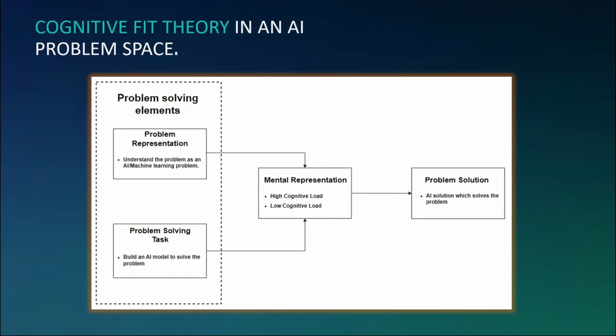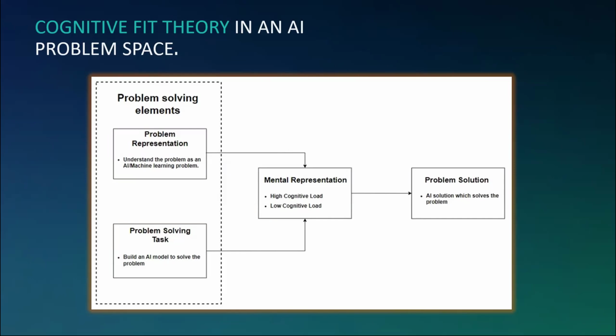And then the second problem-solving element here is the problem-solving task. This is how you will actually solve the problem that you framed in the problem representation. In our case, we developed an AI model to solve the problem, but developing an AI model is part of the solution, and this development of the AI model is not easy. So this can also introduce high cognitive load for the human. In our example, we solve this by using no-code AI.